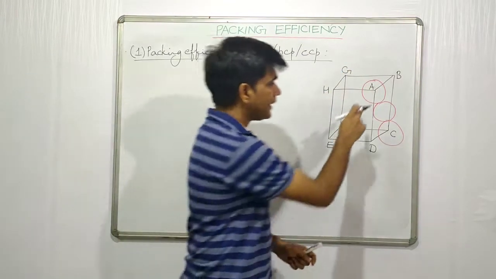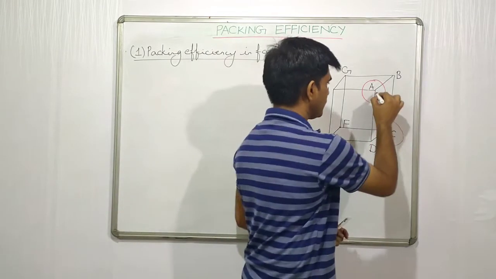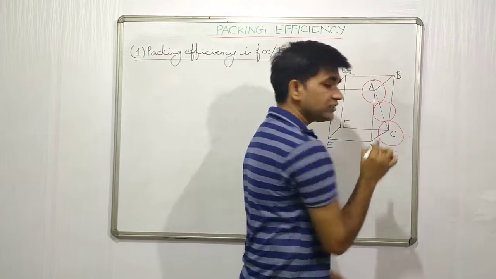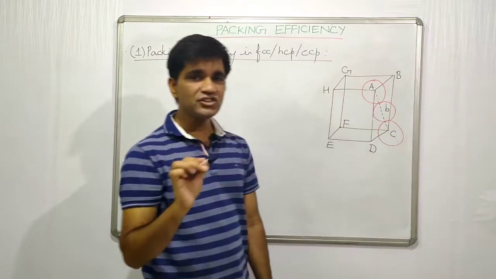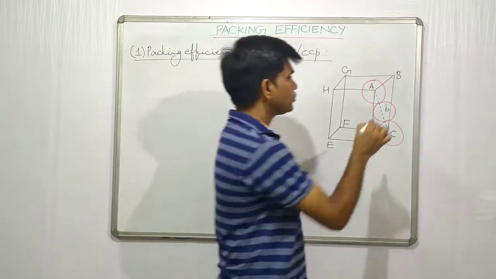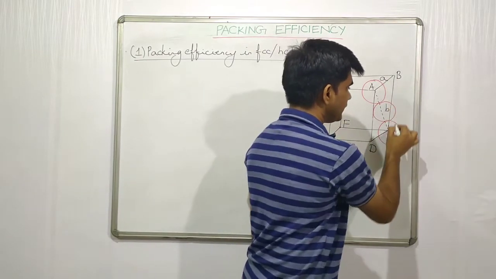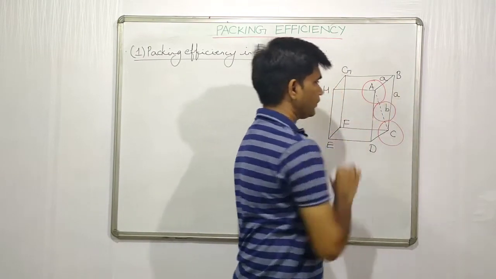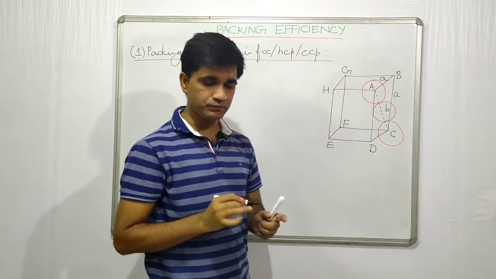Students, this AC is the face diagonal which is equal to b, and the edge length for each edge is equal to a. So this AB is equal to a and BC is also equal to a. The edge length would be the same for each edge.